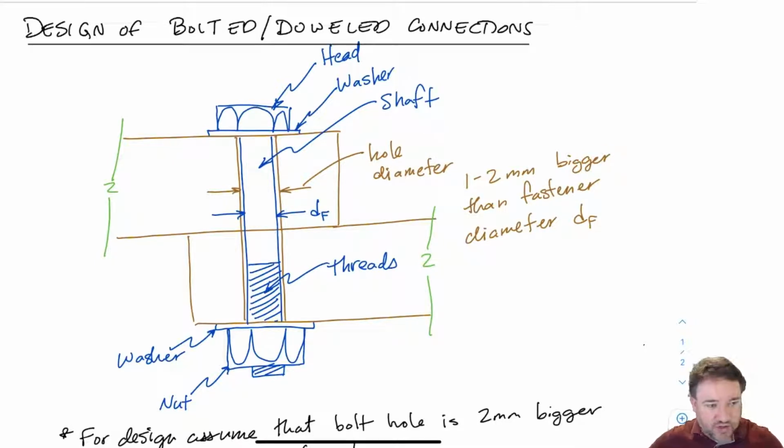So these are all the different parts of a bolted connection. I have the two pieces of wood here, and they are connected together by one bolt. This just happens to be a two-member connection. We can do three-member connections obviously as well. And you see that we have a bolt. The bolt has a washer on either side and a head and a nut.